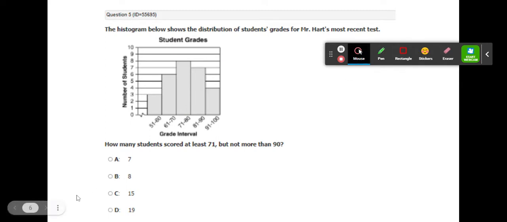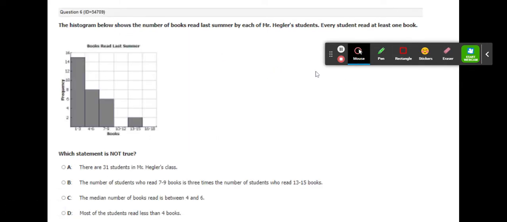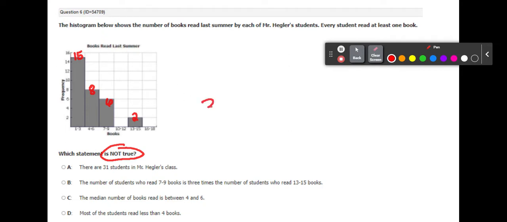All right, question 6 looks like this. The histogram below shows the number of books read last summer by each of Mr. Hegler's students. Every student read at least 1 book. Which statement is not true? There's 31 students. Okay, so we're looking for the false statement. So there's 15 plus 8, which is 23. 23 plus 6, which is 29. And then plus 2 is 31.